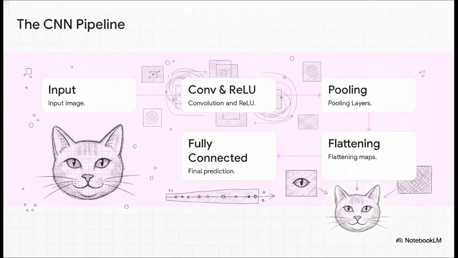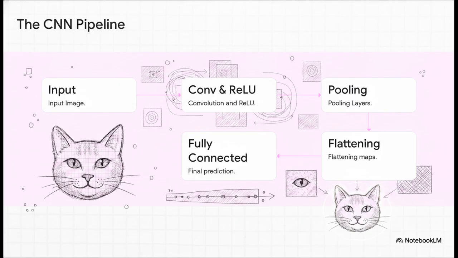The image enters and hits a convolution layer to pull out features. We immediately apply a ReLU activation function. Now ReLU just turns any negative numbers to 0, which adds the nonlinearity we absolutely need to learn messy, complex real-world patterns. Then we pool the data to shrink it, and we repeat this cycle. Convolution, ReLU, pooling, over and over, digging deeper into higher-level features.